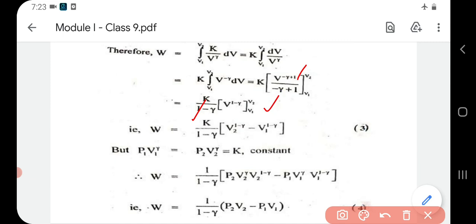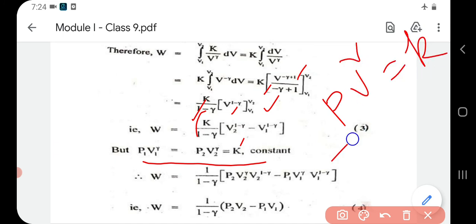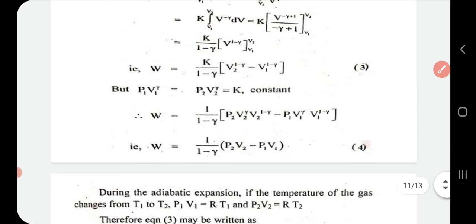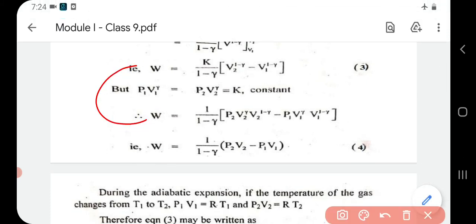Okay, now K by 1 minus gamma is kept as such. Here you are going to apply the limit. So it will be the first limit V2, so V2 raised to 1 minus gamma minus V1 raised to 1 minus gamma. Now this is the adiabatic equation, that is P1 V1 raised to gamma equal to P2 V2 raised to gamma equal to K, because PV raised to gamma equal to K is the adiabatic equation. So you are just writing P1, P2 and V1, V2. Okay, same equation.